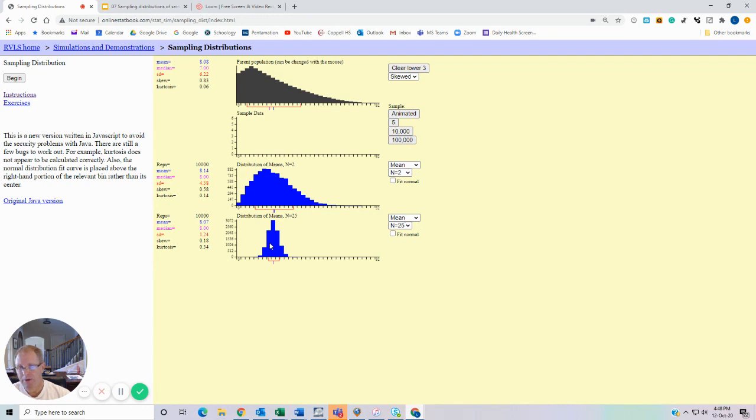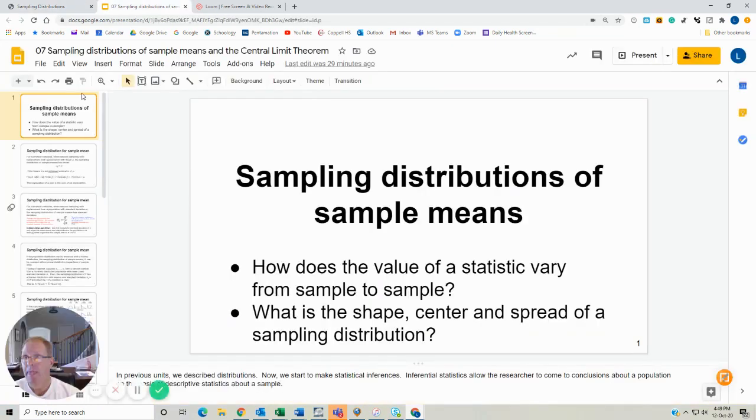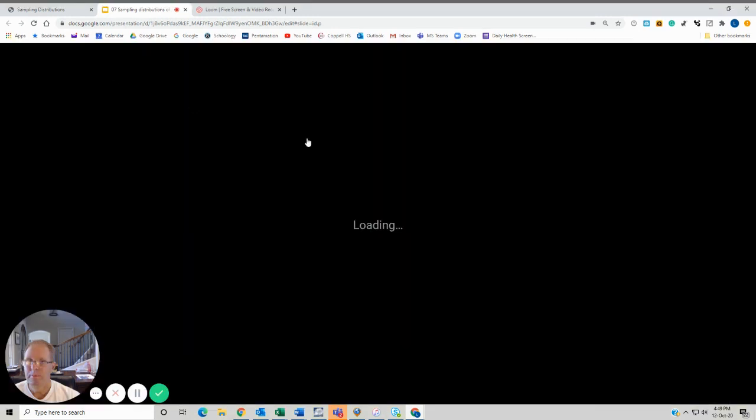But there's another thing I want you to notice. That is, the shape changed. When the sample size was 2, my sampling distribution of x bars, this is my sampling distribution of sample means, is shaped kind of like my parent population. It too is skewed to the right. But as my sample size increased to 25, my sampling distribution of sample means looks more approximately normal. So I want to go to my slides here, and we'll walk you through some of these.